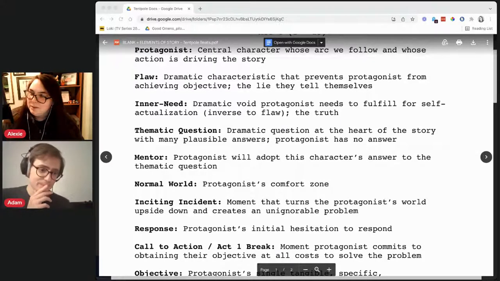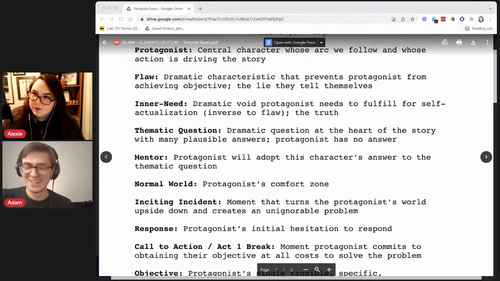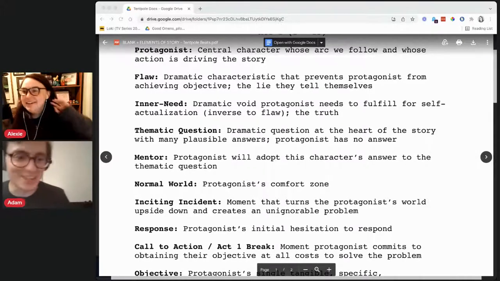Example that shall not be named, of course, is definitely not Whiplash. Yeah, which has a mentor. We're not done talking about Whiplash. Done but talking about it.